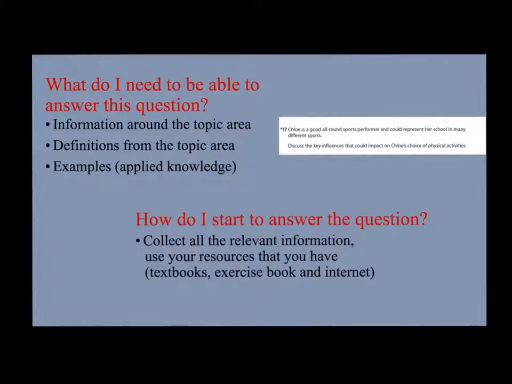So what do we need to know in order to be able to answer the question? We need to have information around the topic area, definitions from the topic area, and examples. This is where we apply the knowledge of definitions and the information around the topic area. So how do we start to answer the question? Collect all the relevant information. Use your resource books, textbooks, exercise books, and the internet.